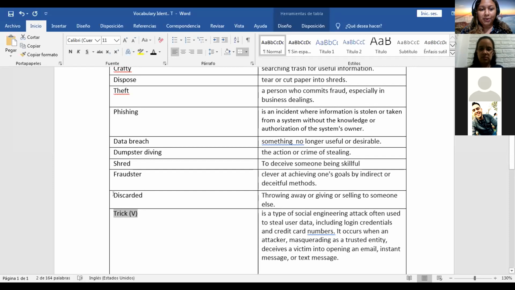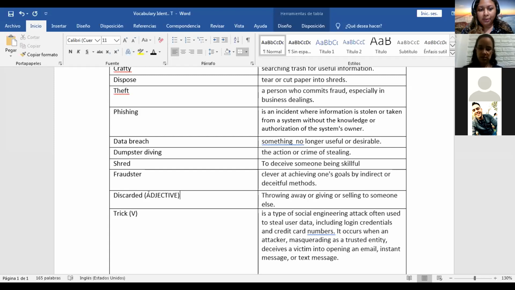Now discarded. What's the definition of discarded? Something no longer useful or desirable. Okay, very good. Desirable. Something that you do not need anymore. Something that you don't want to have anymore because you won't use it anymore.